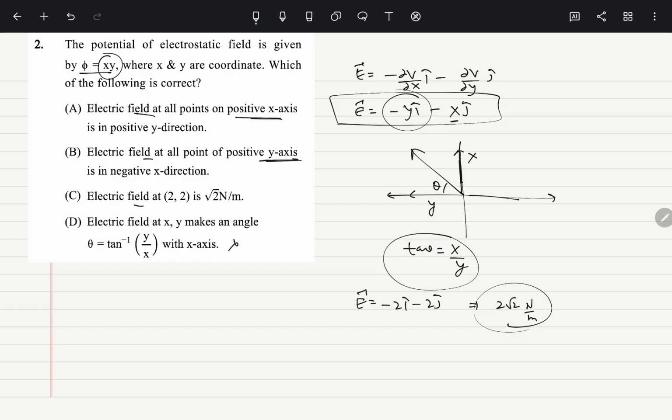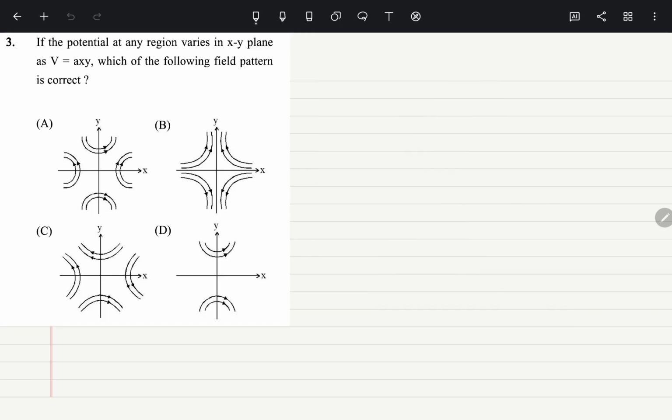Now if we fix that y coordinate, so what will we have? Electric field is in this direction. Yes or no? In y direction, right? So it is in negative x direction. So that is correct. Understood? So option B is correct. Okay, so hope you understood. Let's move to the next question.